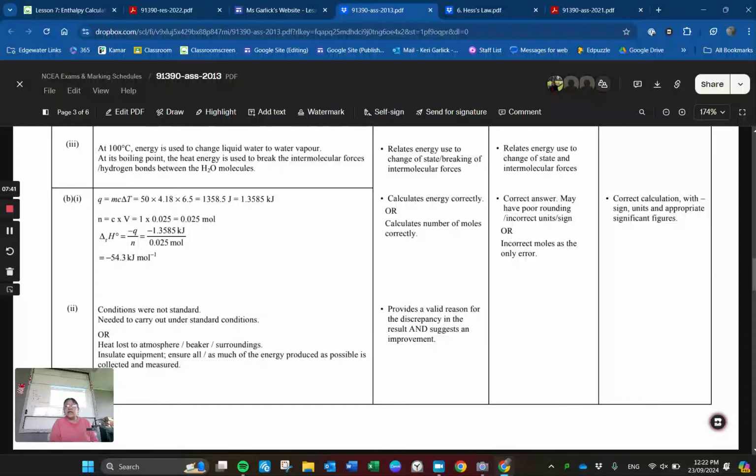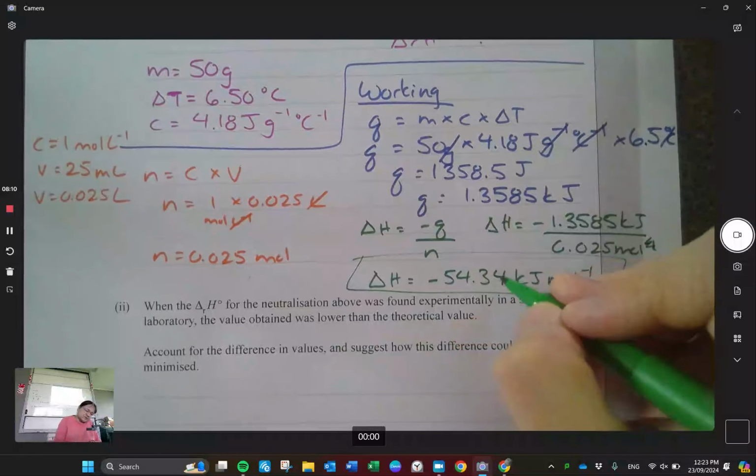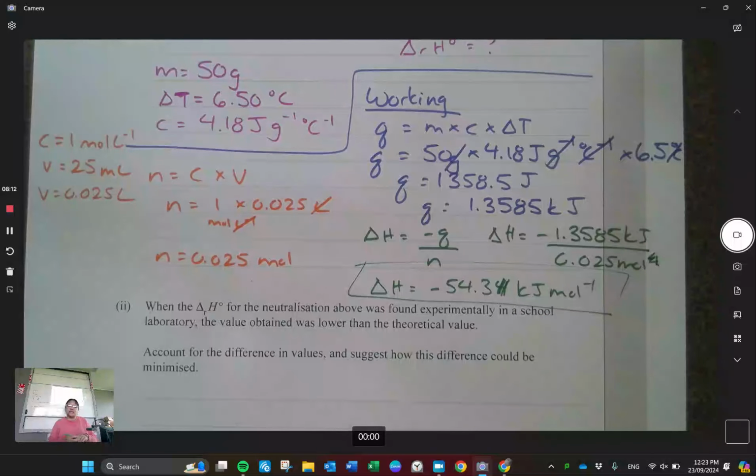This one has correct answer, may have poor rounding, incorrect units, sign, incorrect moles is the only incorrect error. So you've done all the correct stuff, but you did something wrong with your calculation there. Or you just rounded it, or you forgot the negative sign. It's a stupid reason to get a merit. All right, correct calculation with signs, units, and appropriate significant figures. So in that case, it looks like they wanted 3 sig figs. I normally do 3 just to be on the safe side, because you never know. But I think that's a relic of the old days.